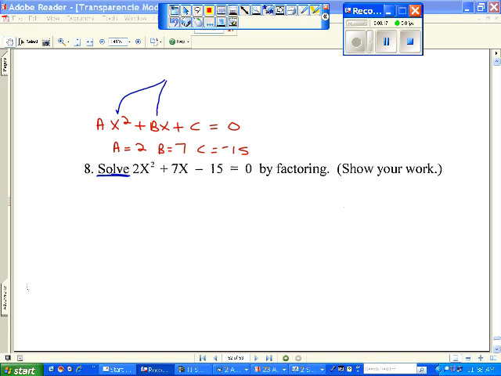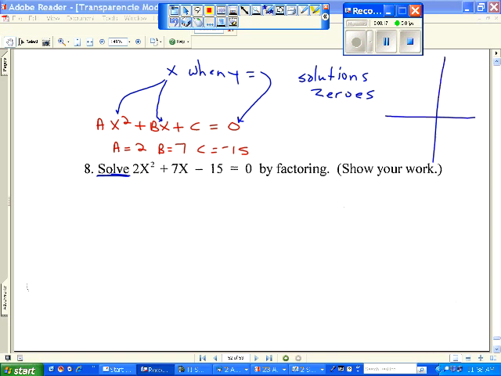The values of x, right, that make y equal 0, which are the x-intercepts. And so we call the solutions to a quadratic solutions, first of all, and then zeros because they're the x's that make y equal 0. Graphically speaking, if it dips below the x-axis, then those are the values of x when y equals 0. And so graphically speaking, they are the x-intercepts.